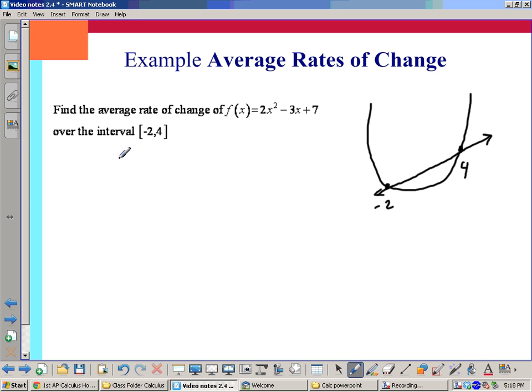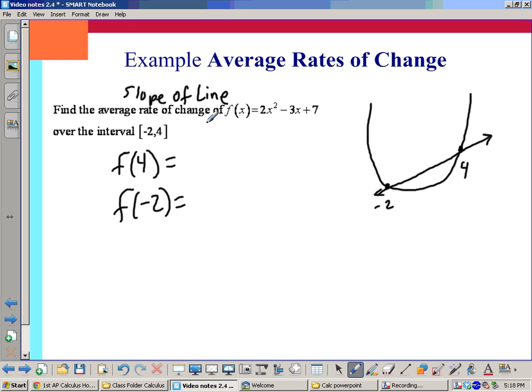To do that, we're first going to need to find what f of 4 equals and what f of -2 equals, because if you remember, to find a slope, that's what we're trying to find here. The average rate of change is just slope, so you can write that up here. It's just the slope of a line from -2 to 4. We need to find the two y values that correspond to these two x values.